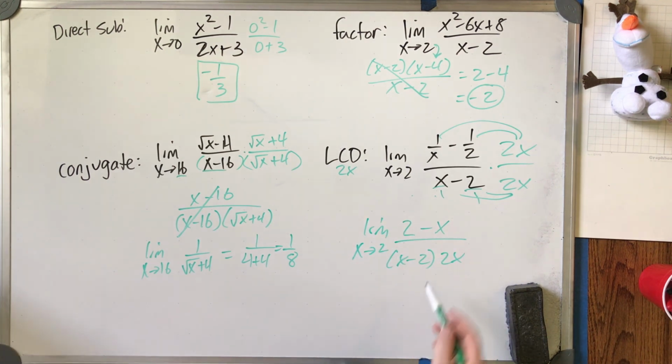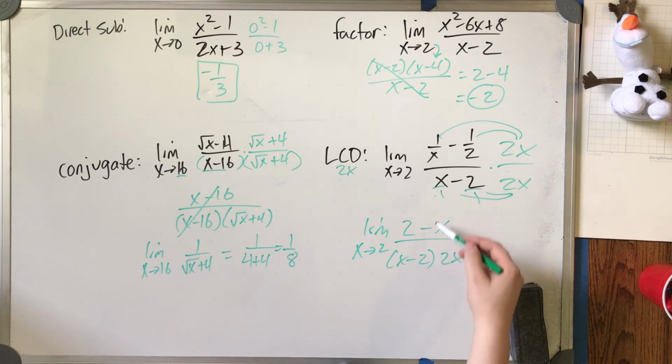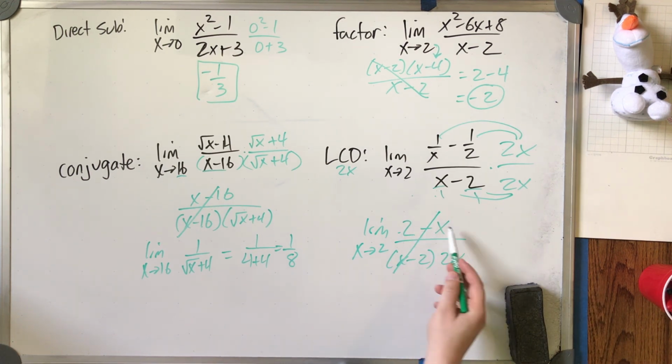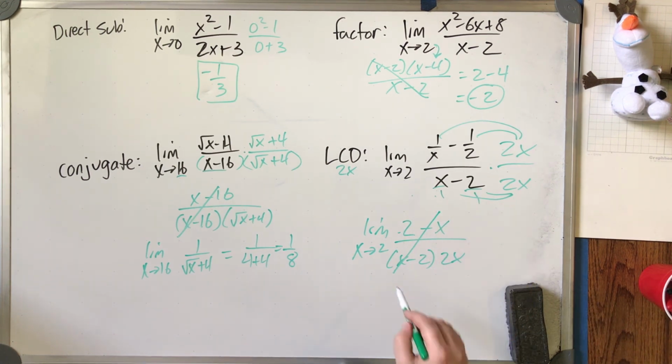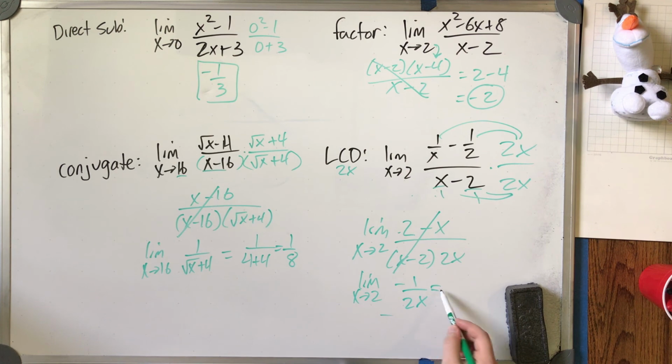And now we have this right here. So these guys cancel, but since they're opposites of each other, they cancel to negative 1 instead of positive 1. So I really have the limit as x approaches 2 of negative 1 over 2x. I can now direct substitute 2 in, and I get negative 1/4. Done. Limits aren't that bad.